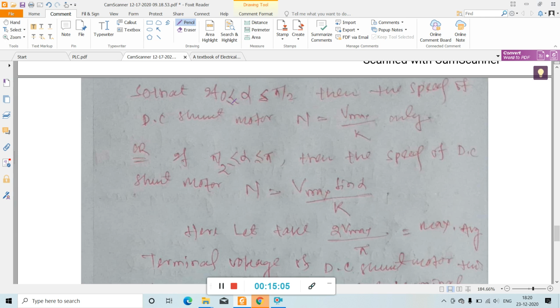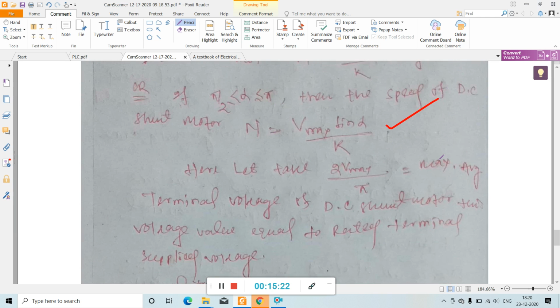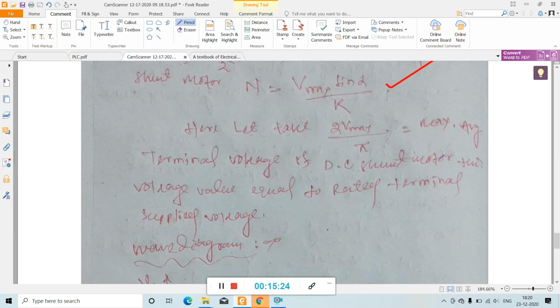If alpha lies between 0 to 90 degrees, then the speed of the DC shunt motor is equal to V max by K only. And if alpha lies between 90 degrees to 180 degrees, then the speed of the DC shunt motor is equal to V max sin alpha by K. So our speed depends on alpha, the delay angle or firing angle.